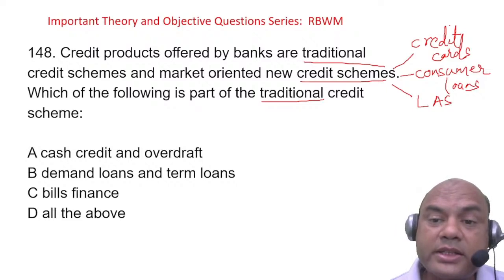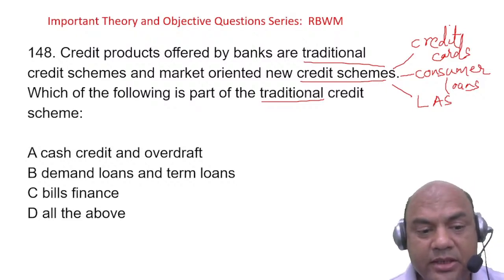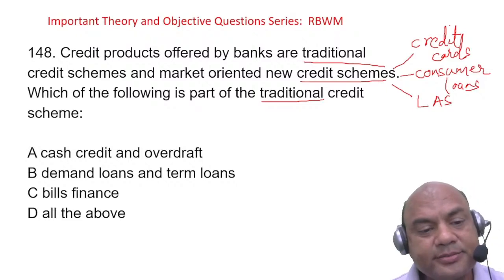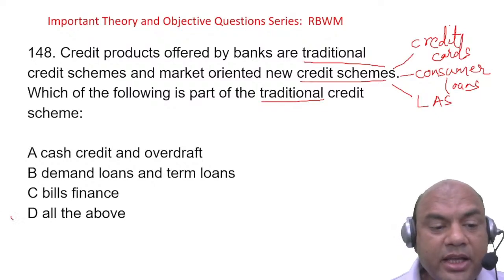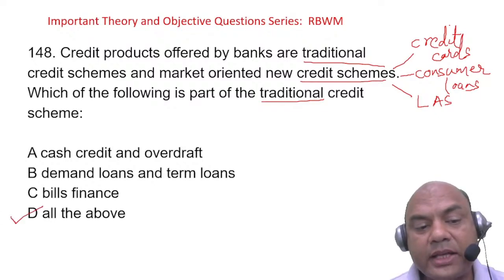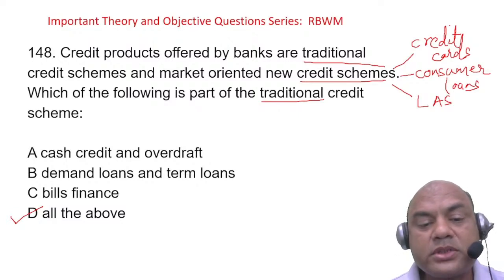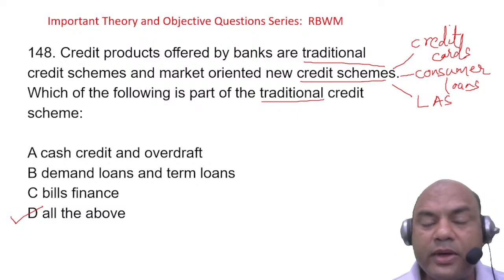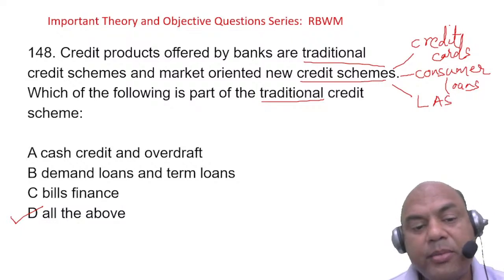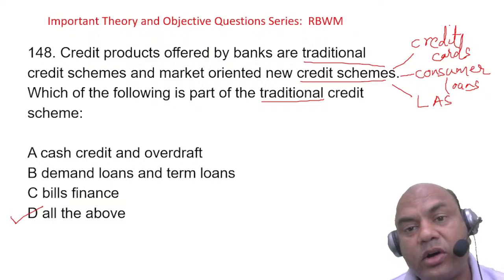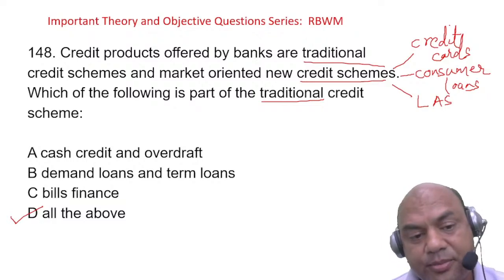But what is the traditional then? What is the answer? Let me see in the comment section. The answer is D, all of the above. Cash credit and OD, it is the old system. Demand loans and term loans, old. Bill finance, old. Means these have been carried out since the 1900s or whenever the bank started.